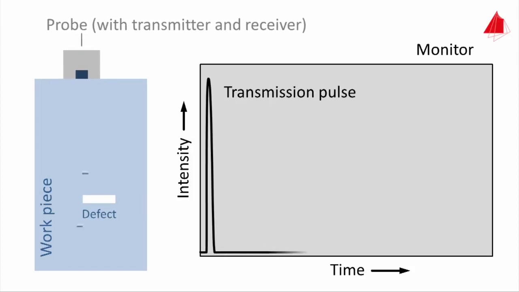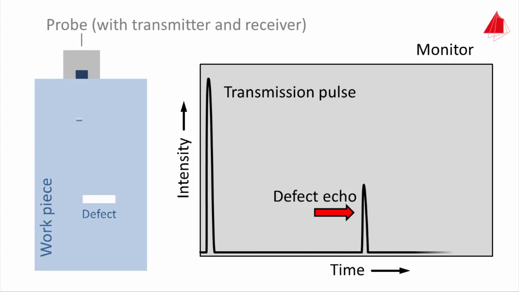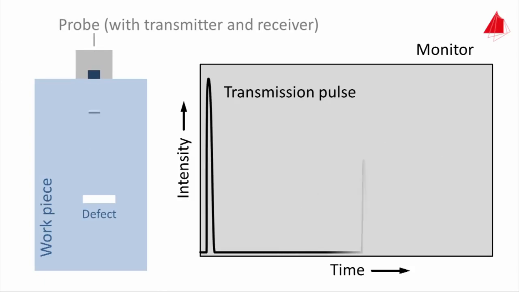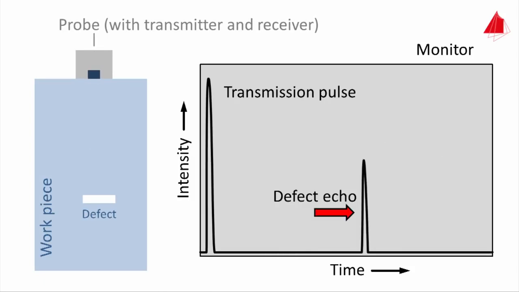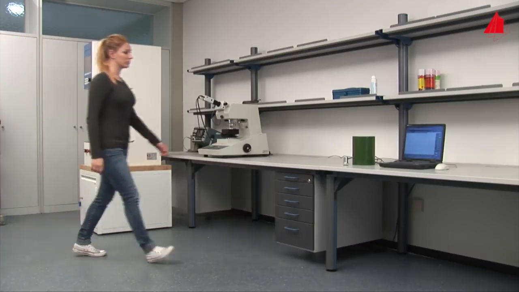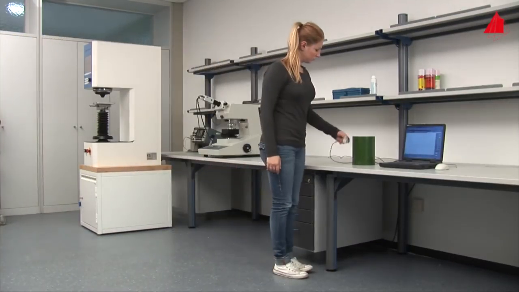Moving the probe towards the right leads to an additional echo created by the defect. Even further towards the right, only the defect echo is visible apart from the transmission pulse. In our laboratory, there's a green painted steel cylinder to be found. It contains artificial defects which are invisible from the outside. To track down the defects, the material tester uses the pulse echo method.